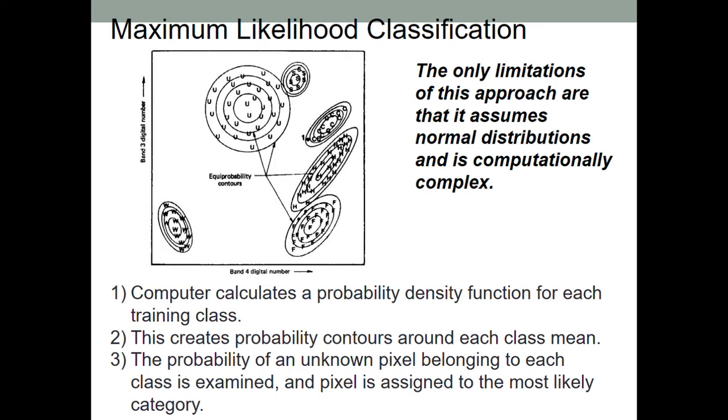So with maximum likelihood, the computer will calculate a probability density function for every training class. All the pixels will be calculated through the probability and then get the density of the pixels. This will create probability contours through Gaussian techniques around each class mean, and the probability of an unknown pixel belonging to each class will be examined, and the pixel will be assigned to the most likely category.